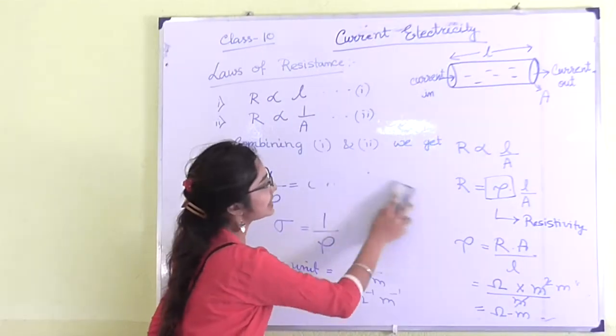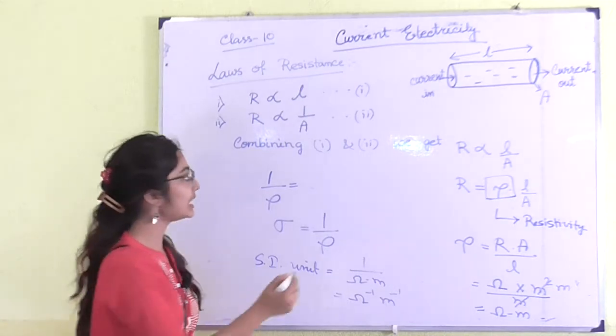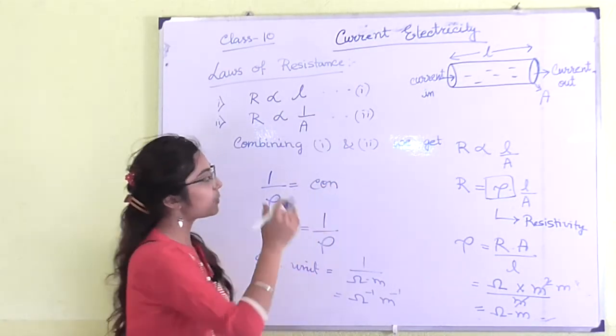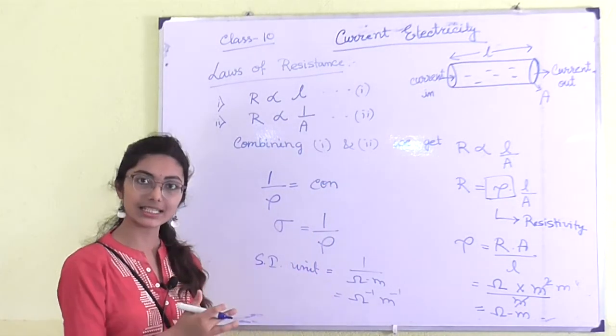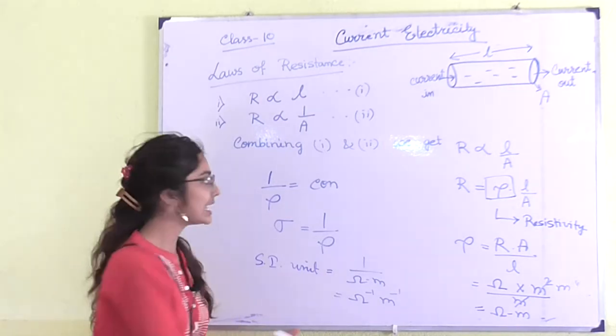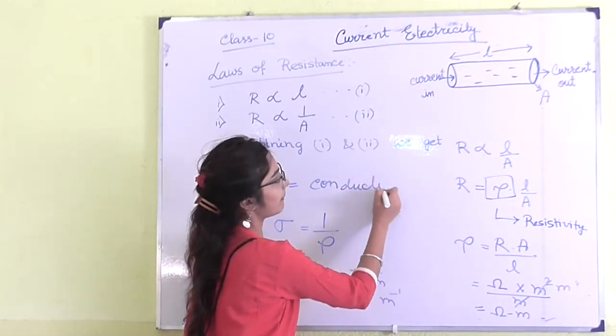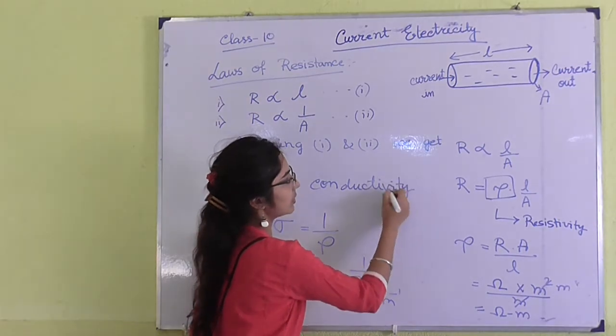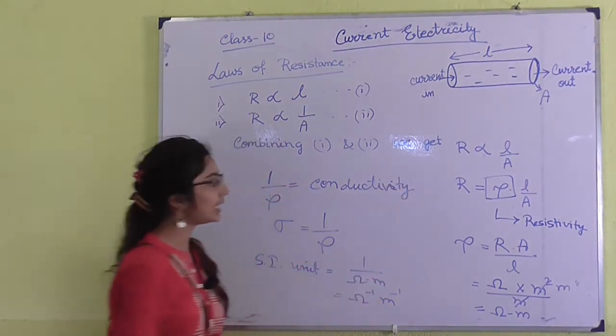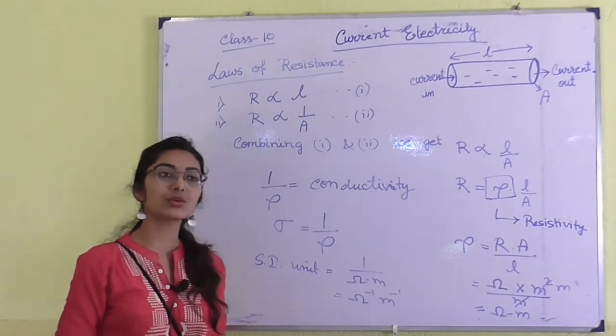Sorry, there is one mistake. The opposite form of resistivity must be conductivity, because the opposite form of resistance is conductance and the opposite form of resistivity is conductivity. Conductivity is high when there is a good conductor.